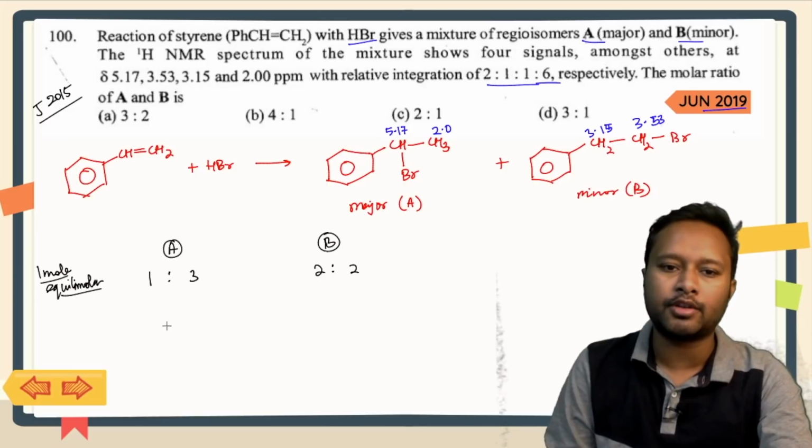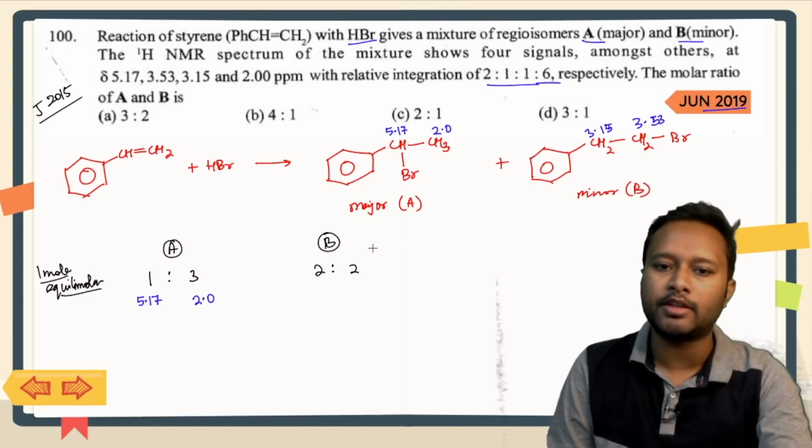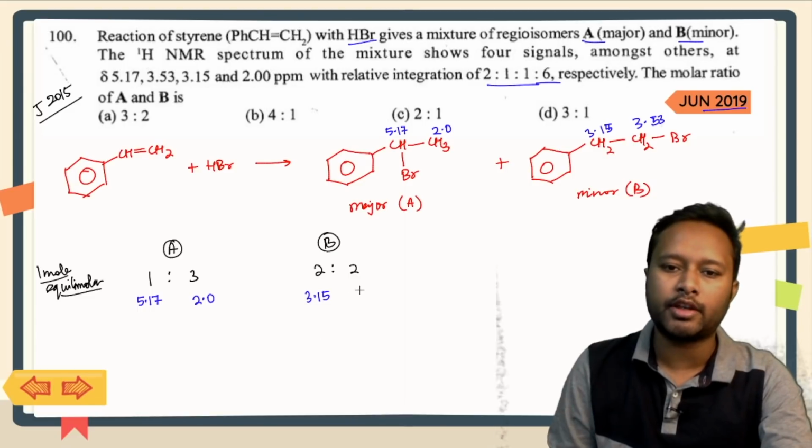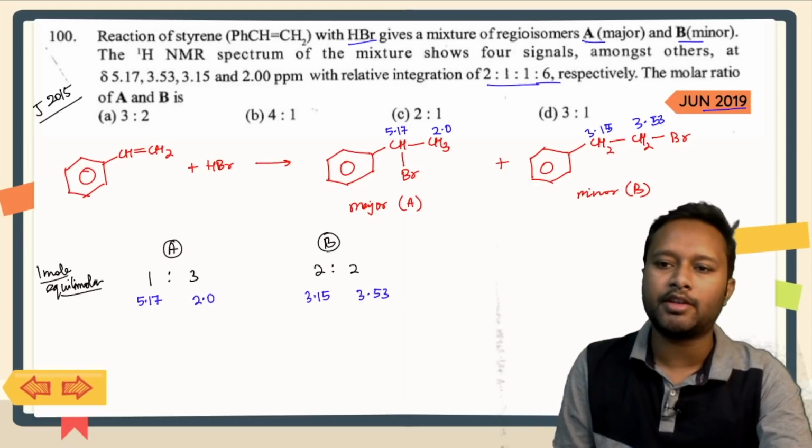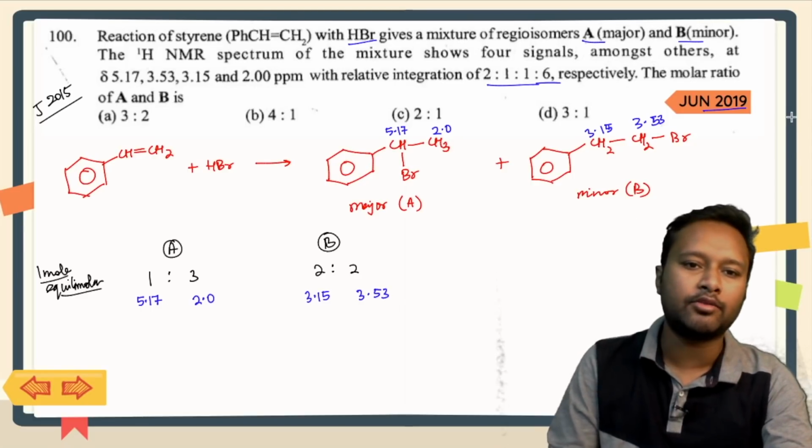So one hydrogen corresponds to the chemical shift of 5.17 ppm, whereas 3 hydrogens here correspond to the chemical shift of 2.0. Now if you see, you have this as 3.15, 2 hydrogens are here which correspond to this, and 2 hydrogens here again correspond to 3.53. Now once we have assigned the chemical shift, the next part is quite easy to approach here.